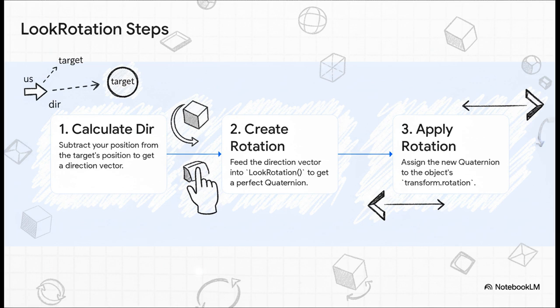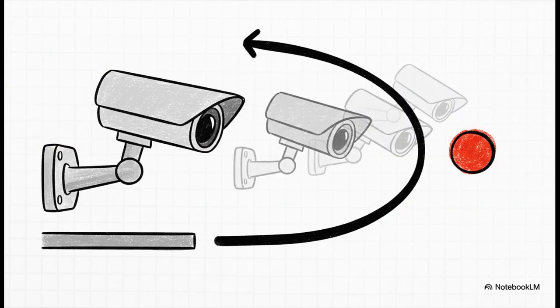We just feed that direction into the LookRotation function, and like magic, it spits out the perfect quaternion rotation to face that way. And finally, transform.rotation = rot. We just assign our new rotation, and boom, done. Now, LookRotation is instant, which is great sometimes.